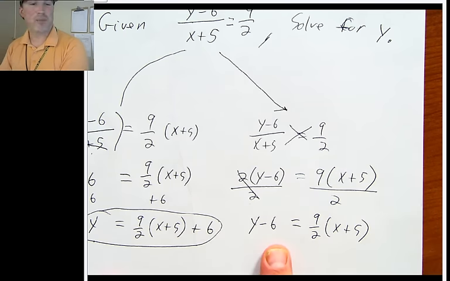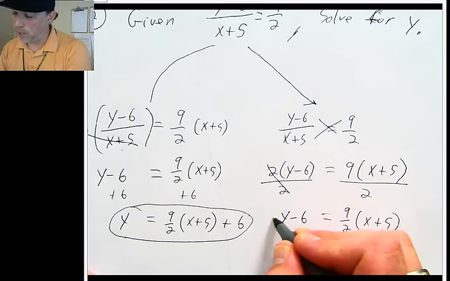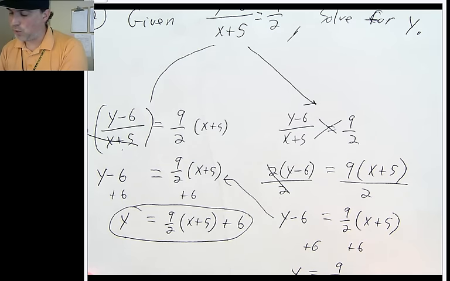And if you've noticed, we did cross multiplying, we divide by 2, and now we're pretty much in the exact same spot that we were here. So you could just simply add 6 to both sides, and you'd have y equals 9 over 2 times x plus 5 plus 6. Oops.